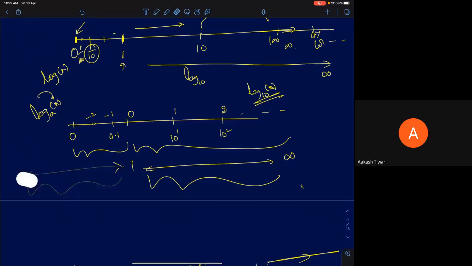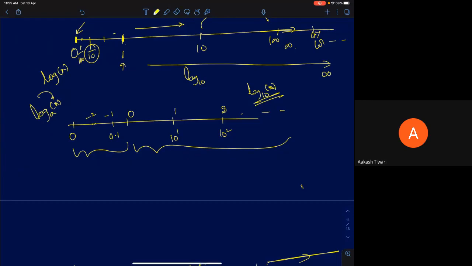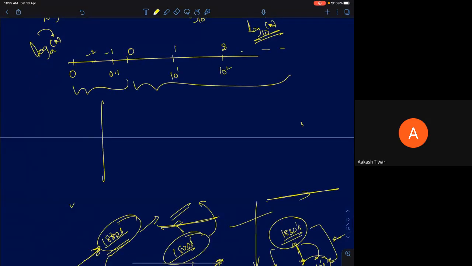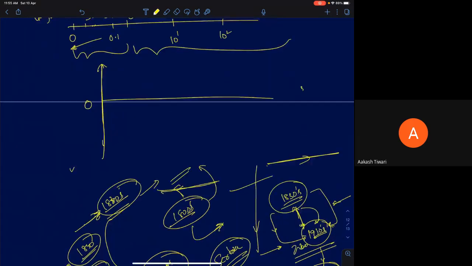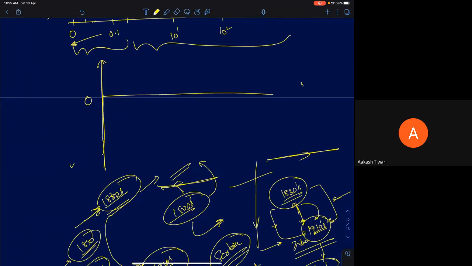If you plot the logarithmic function, what will be log of 0? Can you say from this what will be log 0? See, log is becoming more and more negative as you approach 0. So as you approach 0, it will be minus infinity. So your log 0 will be minus infinity. Log 1 is 0, so this is 1. So the logarithmic function will look like this.